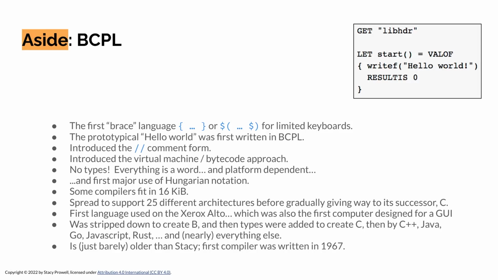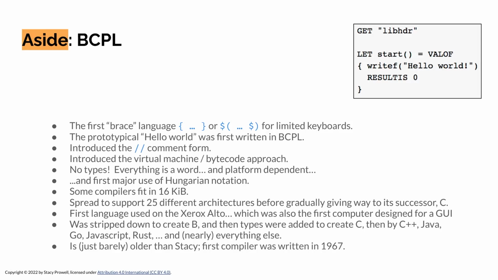Some compilers could fit into 16K, which is great. It eventually spread to support 25 different architectures before it finally gave way to C. And it was the first language used on the Xerox Alto. If you don't know what the Xerox Alto is, you don't know any computing history. You should go read up on the Xerox Alto. It was the first computer designed for a GUI, and that's the one that Steve Jobs went and saw and was inspired to create the Mac.